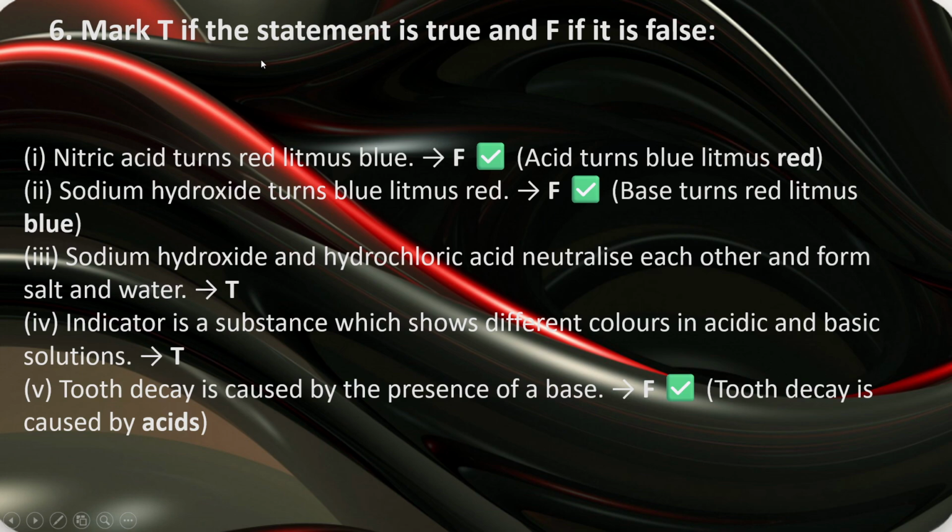Question 6. Mark T if the statement is true and F if it is false. One: nitric acid turns red litmus to blue. False. Acid turns blue litmus to red.